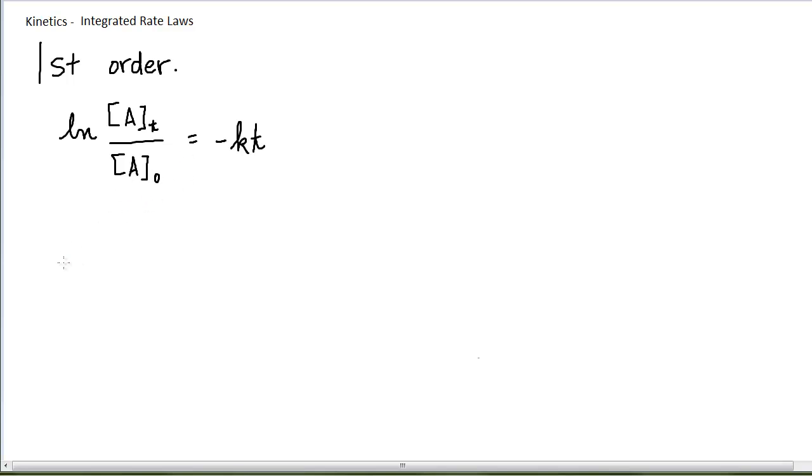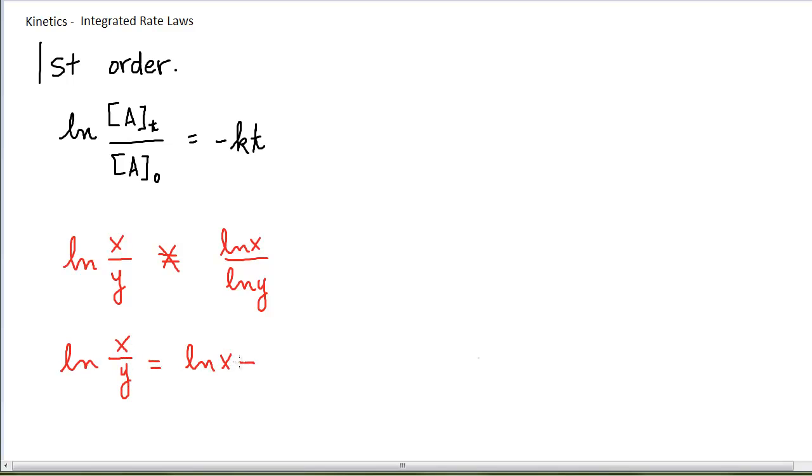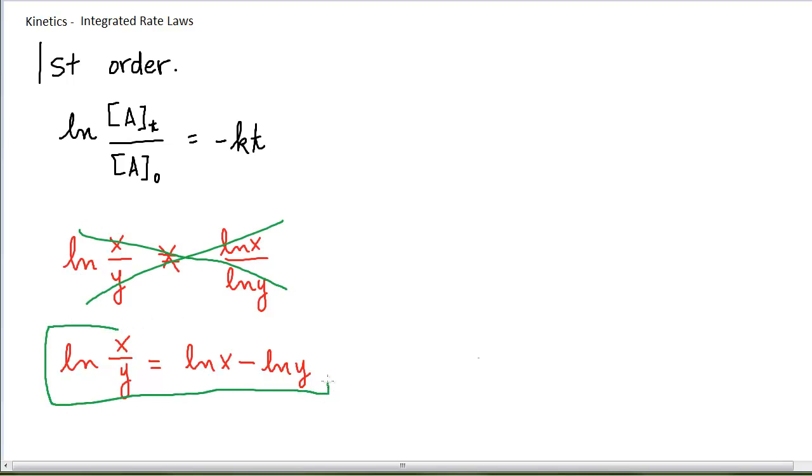time to review that. If I have the natural log of x over y, just to make it easy, this does not equal the log of x over the log of y. It does not work this way. When you enter this in your calculator, you have to be very careful not to put the numbers in wrong. If I have the natural log of x over y, it does equal the natural log of x minus the natural log of y. This is how logarithms work. This is not how logarithms work. This is how logarithms work.